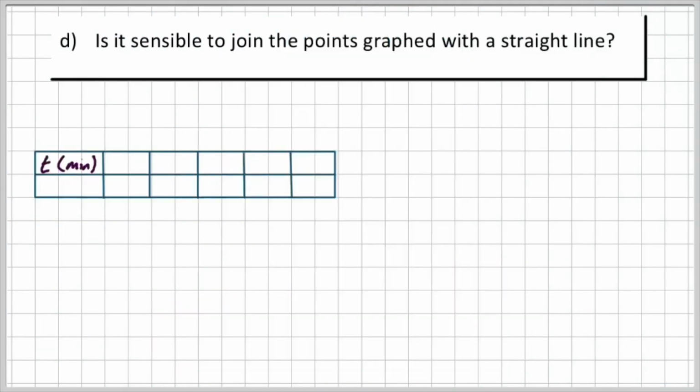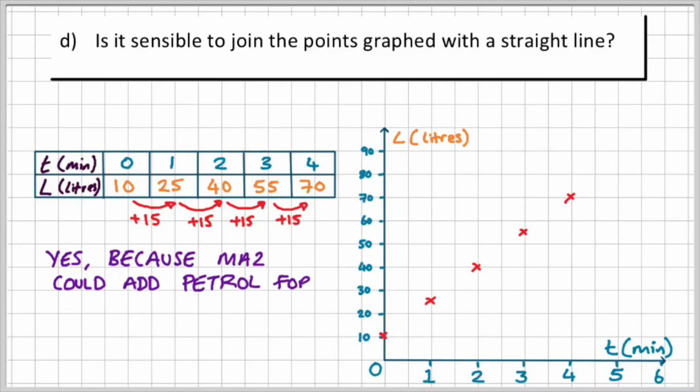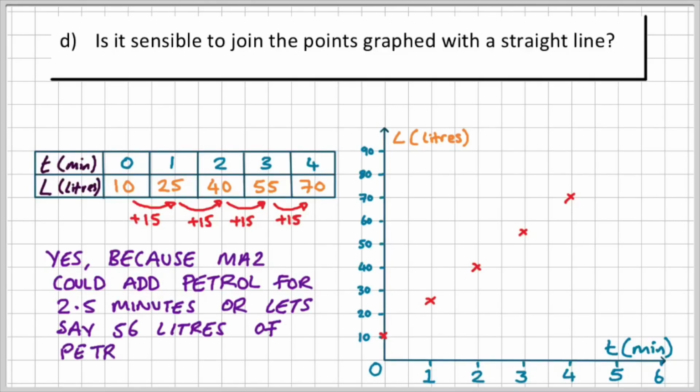So part D then, it says, is it sensible to join the points graphed with a straight line? Well, the fact that it's linear doesn't necessarily mean that we draw a line through all the points. We need to consider what the data actually represents. Because Maz could potentially be filling the petrol tank for 2.5 minutes, or he could fill it up to, let's say, 65 litres. So it is sensible to say that even at 2.5 minutes, there would be a data point. Even at 65 litres, there will also be a data point. Since it represents continuous data, it will be sensible to join the points using a straight line. We can do that.